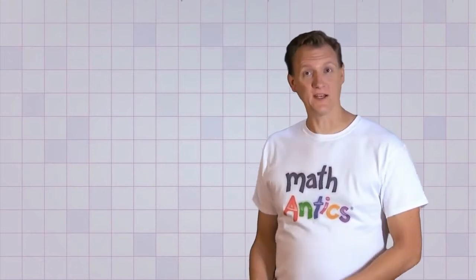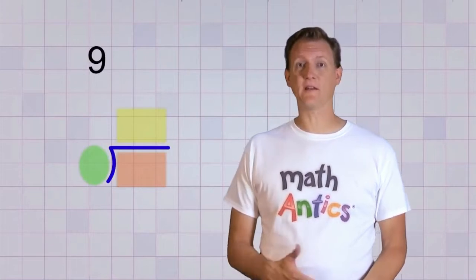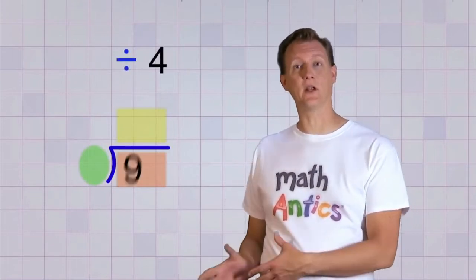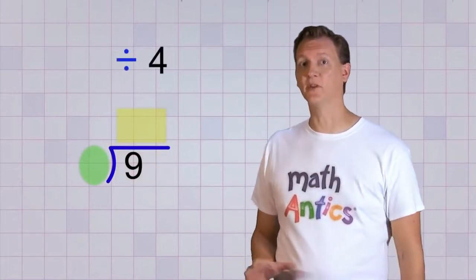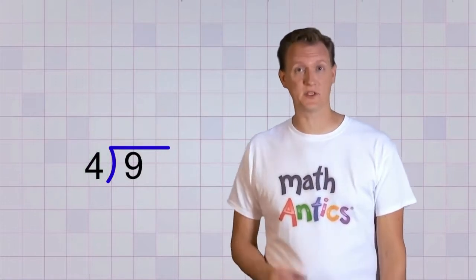So whenever you have a complicated division problem to do, the first step is to rewrite your problem in this form. If you have 9 divided by 4 like this, you put the 9 down here, that's the number we're dividing up, and you put the 4 out here, that's the number we're dividing by. And you're ready to start the next step of the procedure.